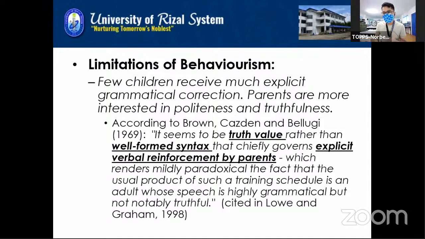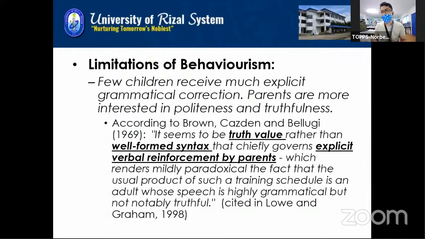Next. Another limitation. Few children receive much explicit grammatical correction. Parents are more interested in politeness and truthfulness. Okay? Totoo yan. Ang ibang mga magulang, kahit na pamali-mali yung kanilang grammar, but what they are after with is that maayos yung pagsasalita ng bata, or basta the more what is important is the content of what the child is saying, and they will be just tolerating it. Okay? If a child commits mistake, let's say for instance, doon sa kanyang sinabi, let's say mali yung kanyang grammar, halimbawa sinabi niya, mama penge, gatas, mama, which is going to listen to it, it's actually incorrect.